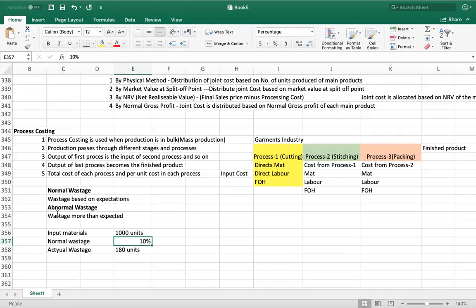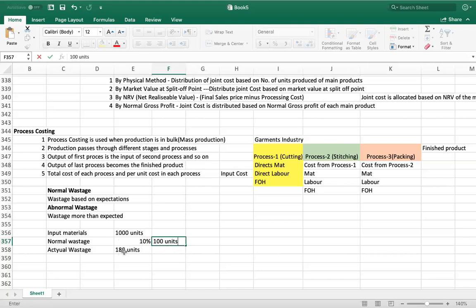Okay, based on our past experience, normal wastage is how much? 10%. So 10% means how much we are expecting? 10% of what? 10% of 1000 units. Okay, so how much does it become? 100. Okay, so we are expecting that our wastage will be 100 units.